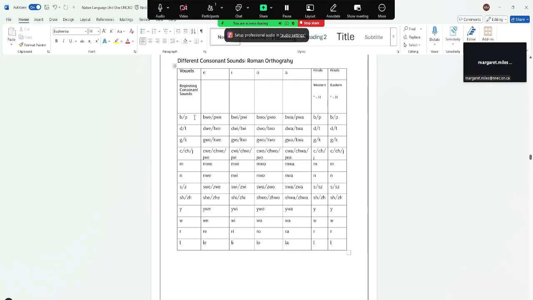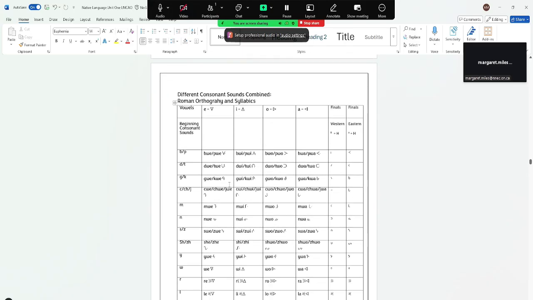So, beginning consonant sounds, pwe, pwe. Again, you start from the top of the chart, and go down to the bottom.